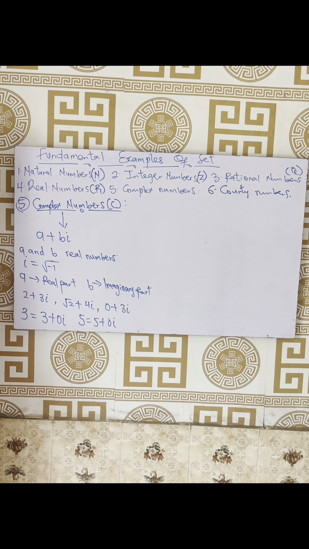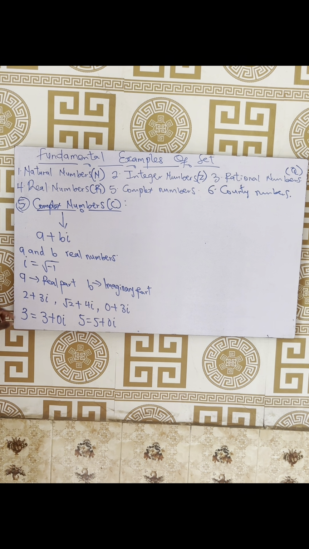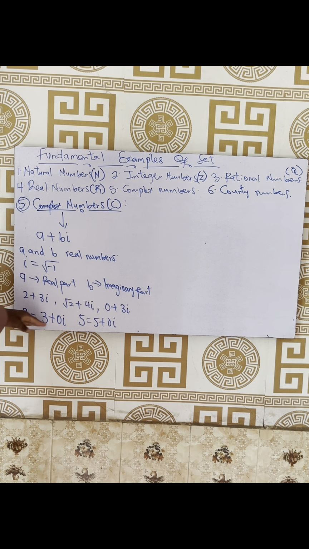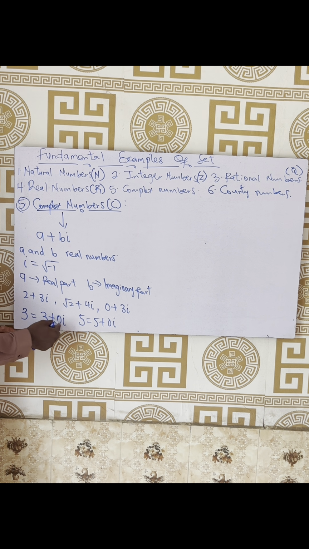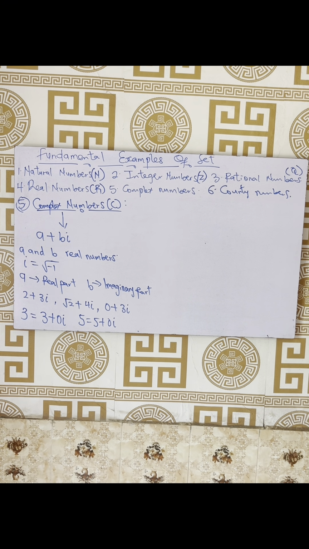So the next: all real numbers can also be written in complex form. You know that some examples of real numbers are 3 and 5. 5 can be written as 5 plus 0i, because 0 times i will still be 0, and 5 plus 0 will still give us 5. So that simply shows that all real numbers can be written in complex form. You will just add plus 0i.